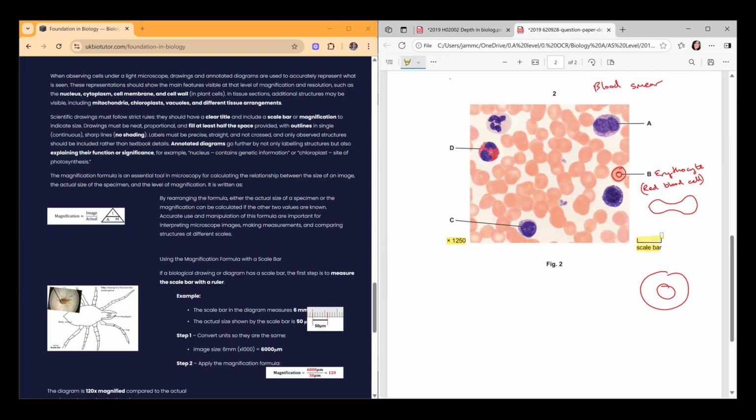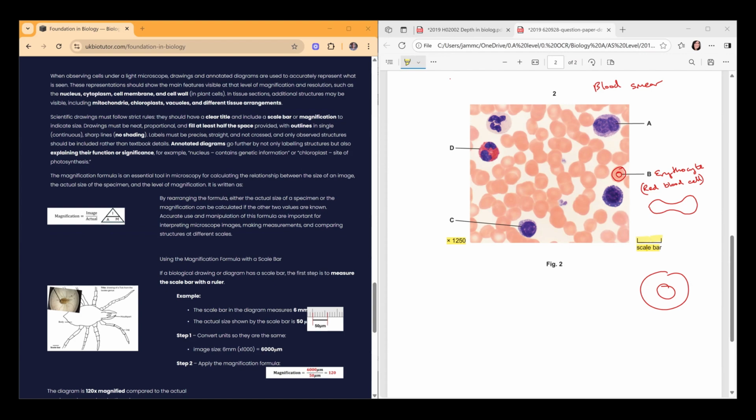So to use this scale bar, I would need to use a ruler to measure that. Now, obviously, as I am doing this, I'm doing this on my screen, and so therefore, what I am doing, one second.